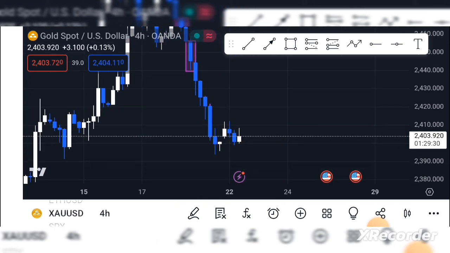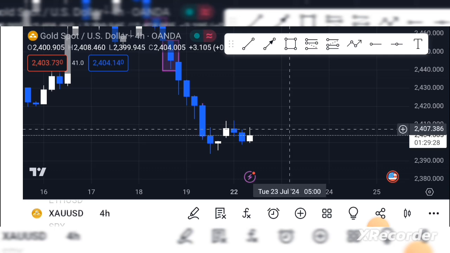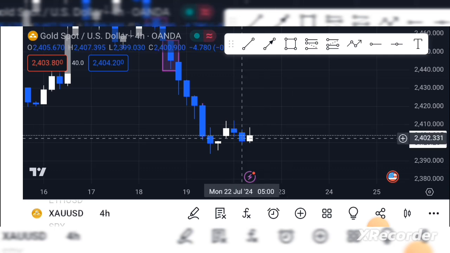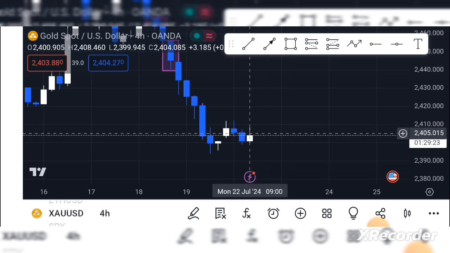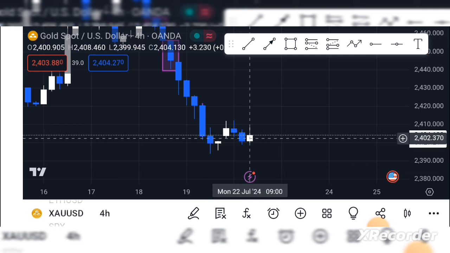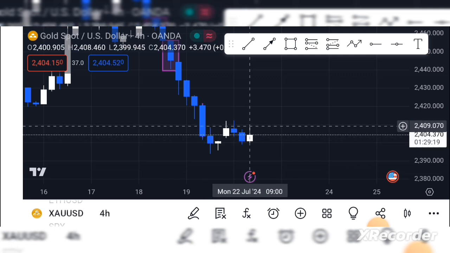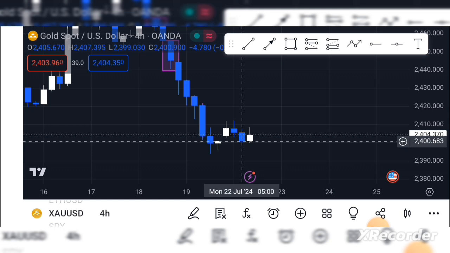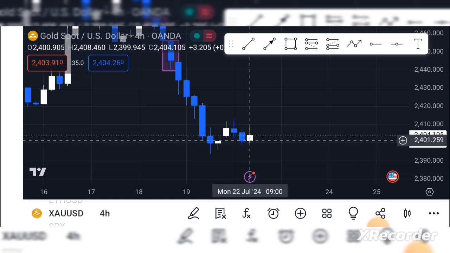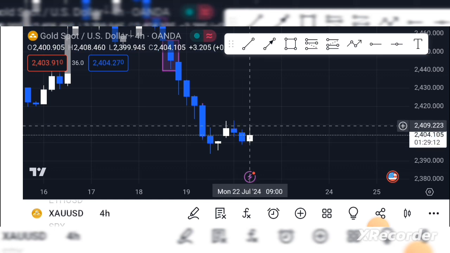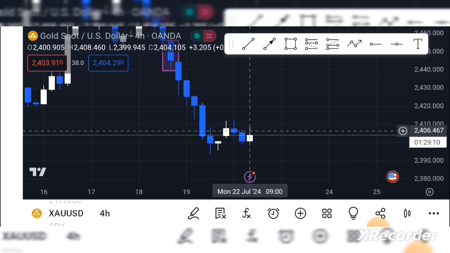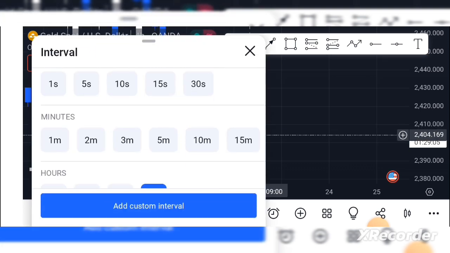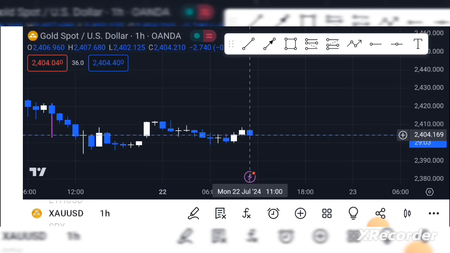Now let's just see. I will use this to show you on a lower time frame what I mean by this. The market moved up here, it opened at this point, went all the way up and was rejected. You can see there is a lot of rejection, it's coming down. Then let's move to the 1 hour time frame. Let me show you what I'm trying to say.